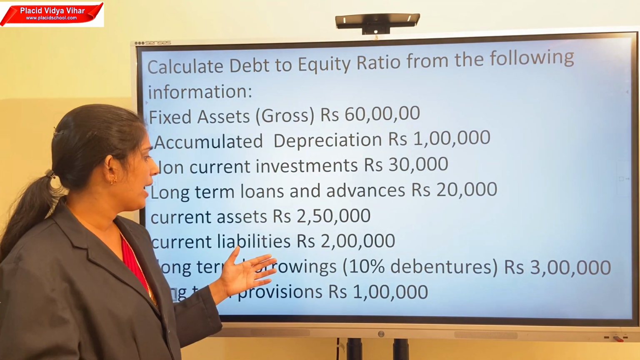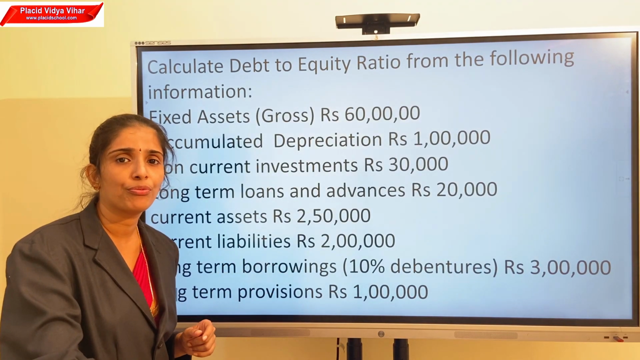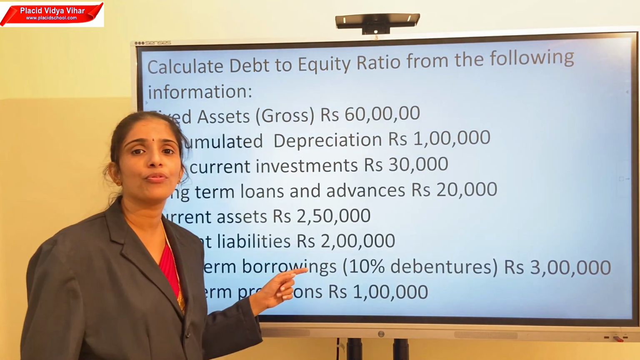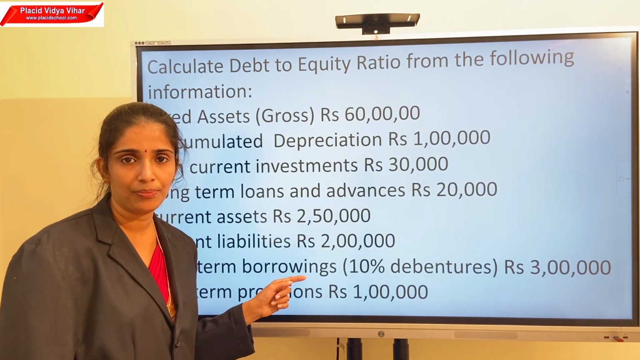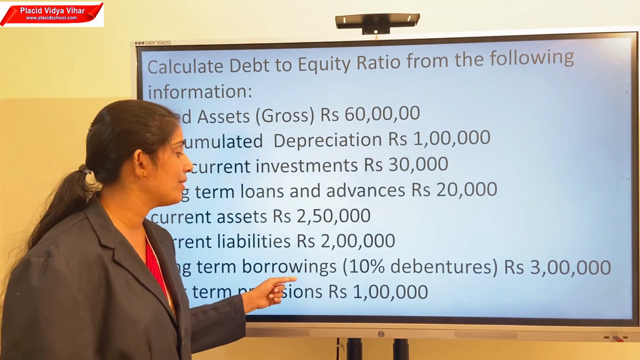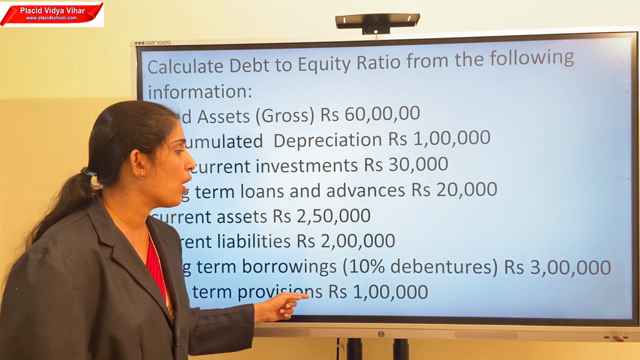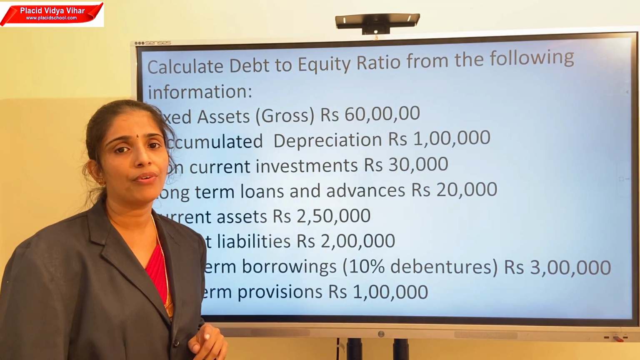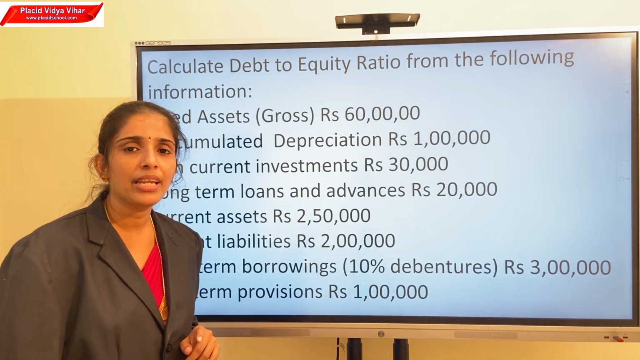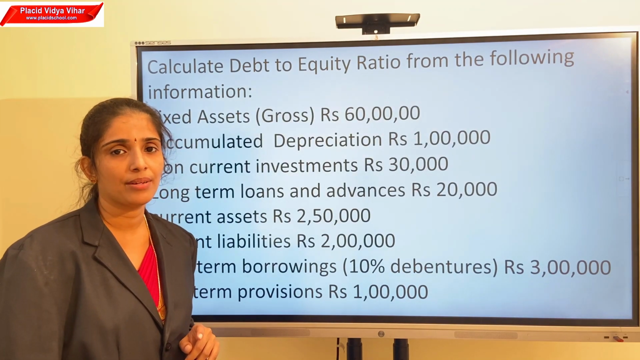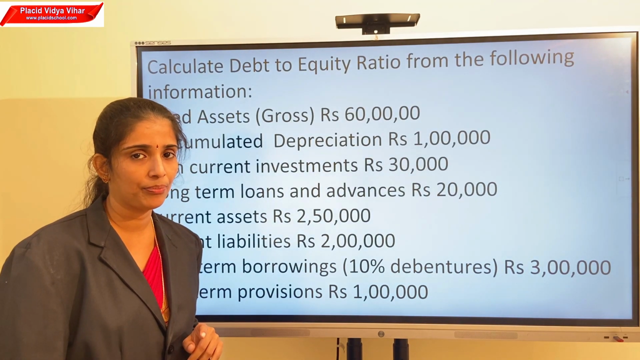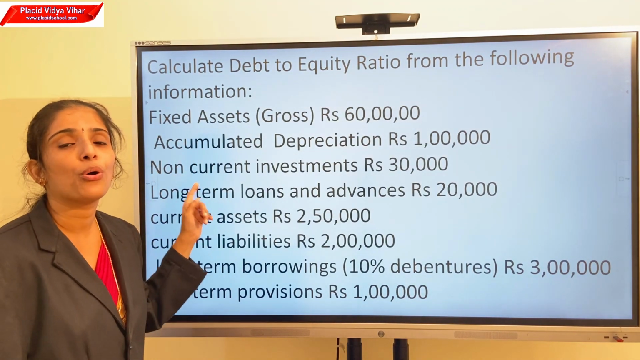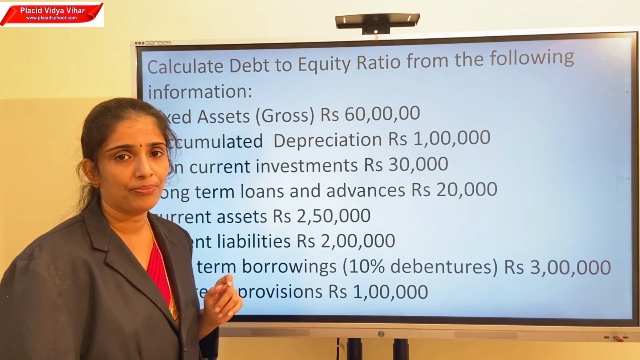From this we can easily calculate the value of debt, because the long-term borrowings and the long-term provisions values are directly given. So just take the total of the long-term borrowings and the long-term provision. 3 lakhs plus 1 lakh, 4 lakhs is the value of debt. But in the case of equity, we should calculate it. That's not directly given. From this information, you firstly calculate the total value of asset.